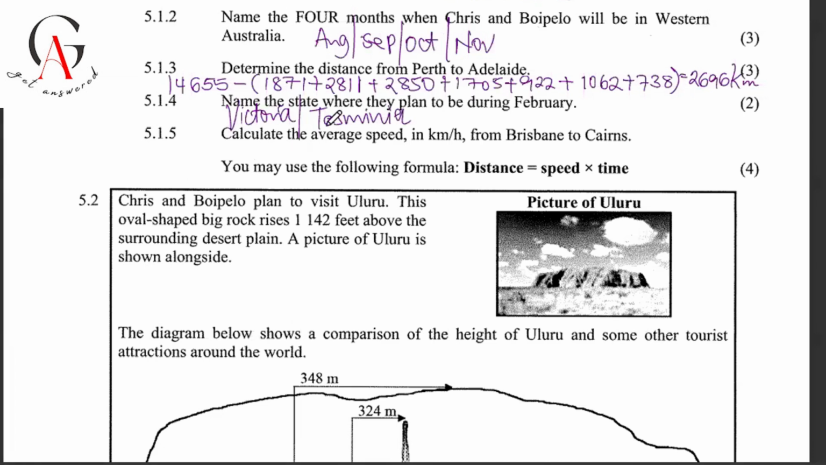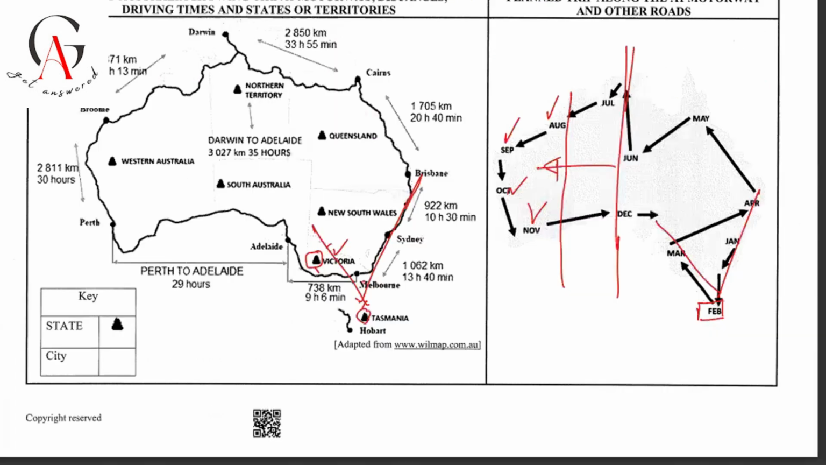Calculate the average speed in kilometers per hour from this place here to the other. So here we have to go to the map, first and foremost, and identify the places. They're asking us between this and this. So already the distance is there and the time is there.